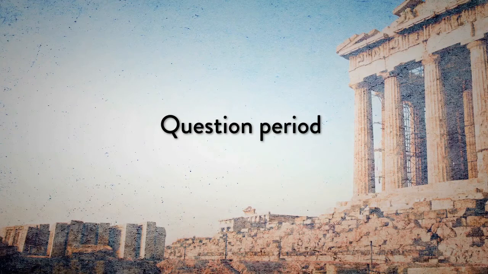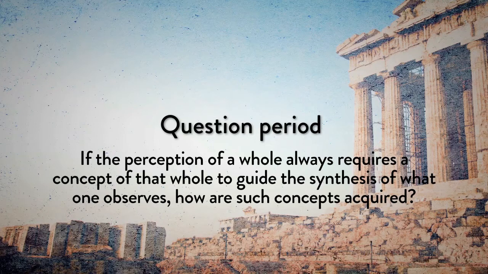You said that Kant claims that to perceive a whole, one must have a concept of that whole, for instance, face, to guide one's synthesis of what one actually observes. How, according to Kant, are such concepts acquired? If they are a priori, how can they deal with data that must be acquired by experience? For example, the parts of a face.